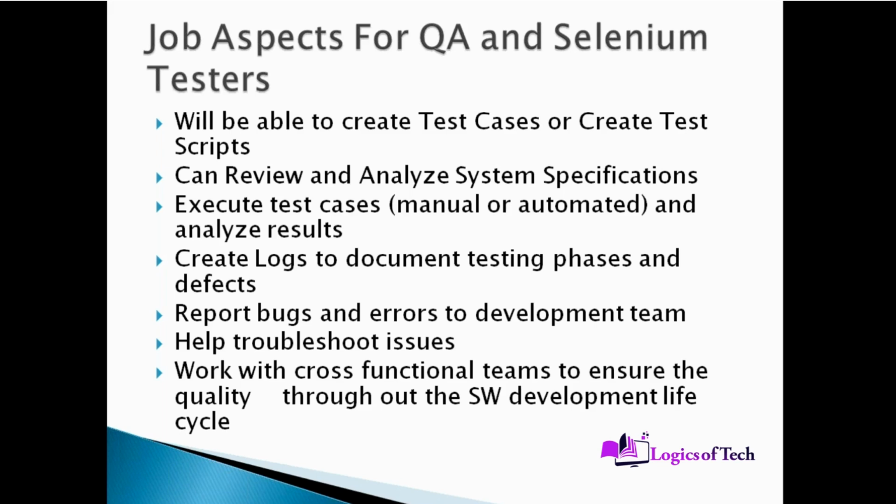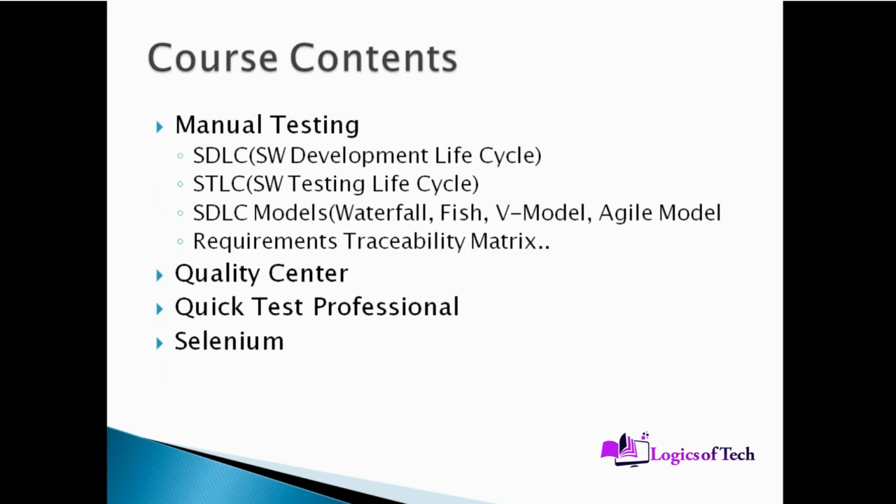Now let us move on to the course contents. Now during the course, we are learning manual testing and automation tools. Now in manual testing, we are learning in depth about SDLC, STLC, SDLC models like waterfall, fish model, V model, agile model, and we also discuss about how to create requirements traceability matrix document. And automation tools, Quality Center, QTP, and Selenium.